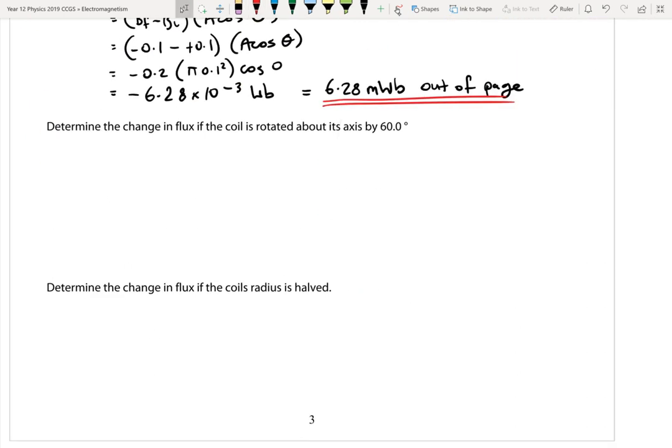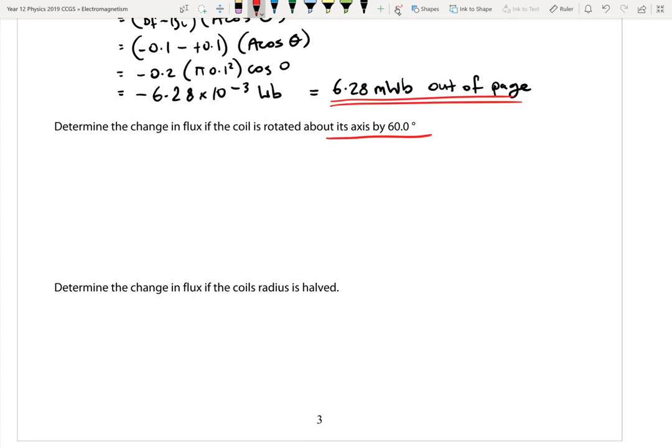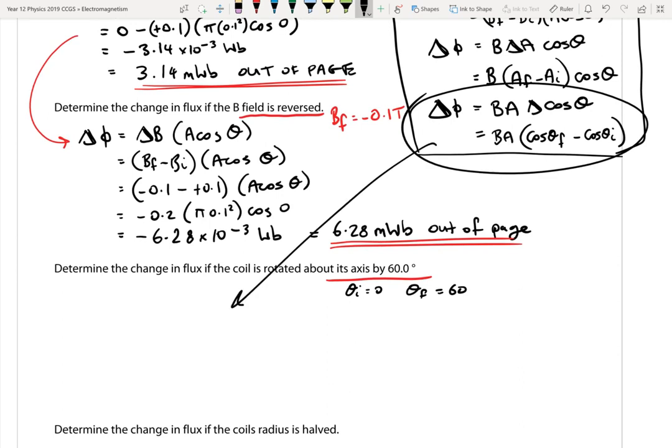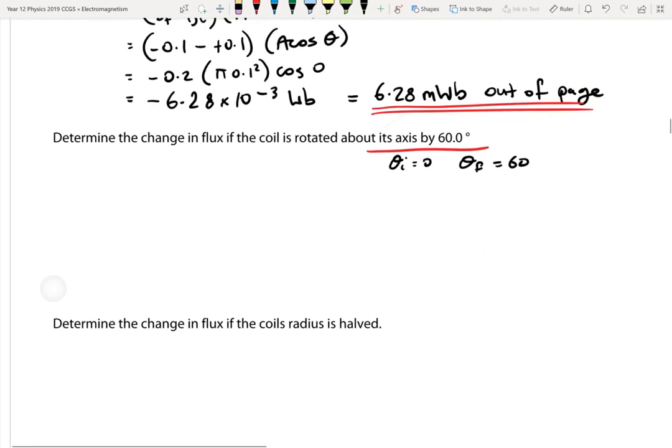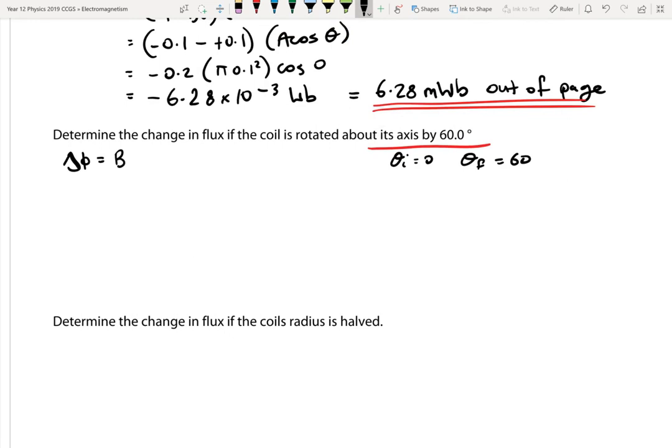Now, some of you have already started the next question, which is fantastic. Now we're going to rotate the coil by 60 degrees. So have a quick think. Theta initial is 0, theta final is 60. We're going to reduce our flux by the cosine of 60. So change in flux is BA cos theta initial, try again, cos theta final. So 0.1 pi by 0.1 squared. And you can do this all in your calculator in one step, and I'm hoping you'll get a negative value.